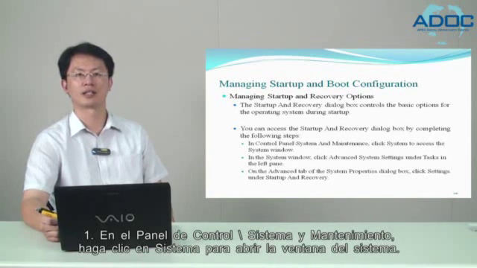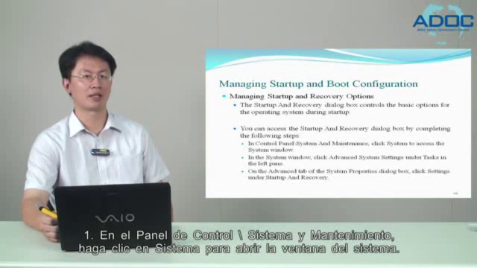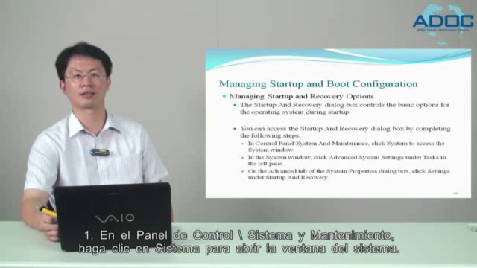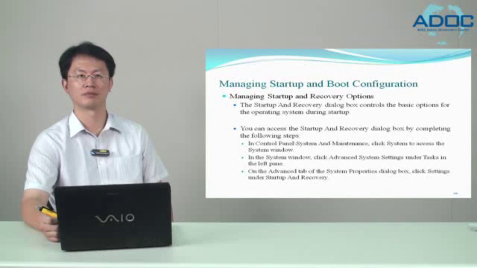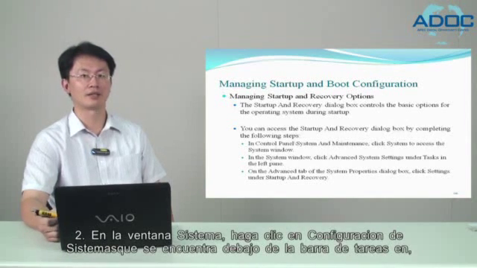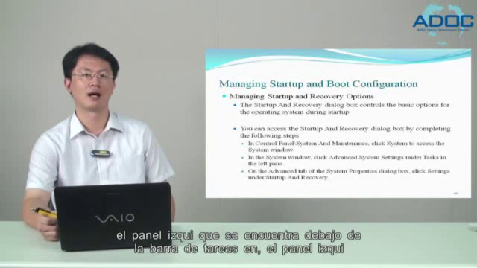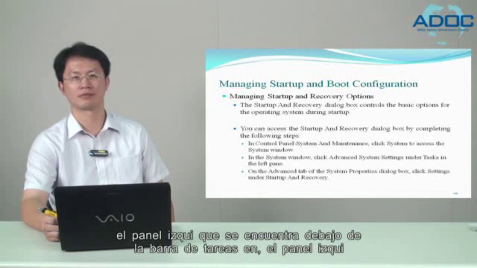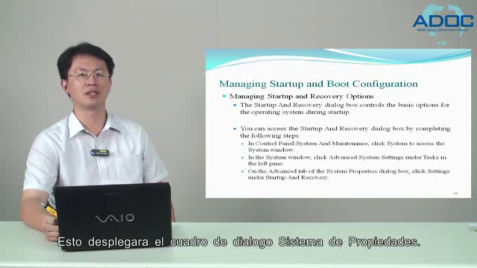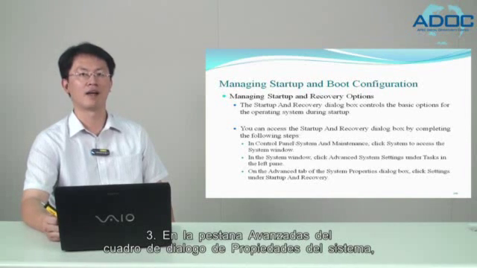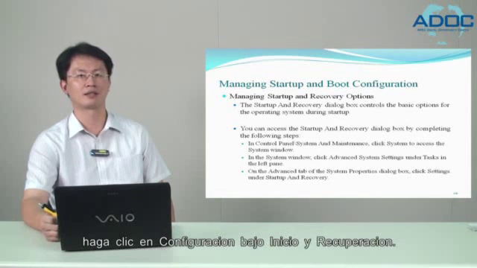First, in Control Panel, System and Maintenance, click System to access the System window. Second, in the System window, click Advanced System Settings under Tasks in the left pane. This displays the System Properties dialog box. Third, on the Advanced tab of the System Properties dialog box, click Settings under Startup and Recovery.